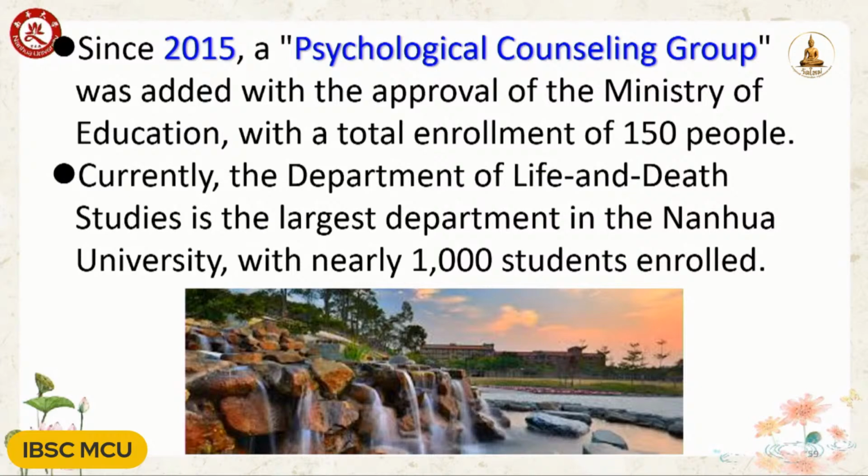So that makes a total enrollment of 150 students every year for the undergraduate, and four years makes 600, plus the master program, on-the-job master program, the doctoral program, and the extension class. So it makes nearly 1,000 students in the Department of Life and Death alone. So it is the largest department in Nanhua University.